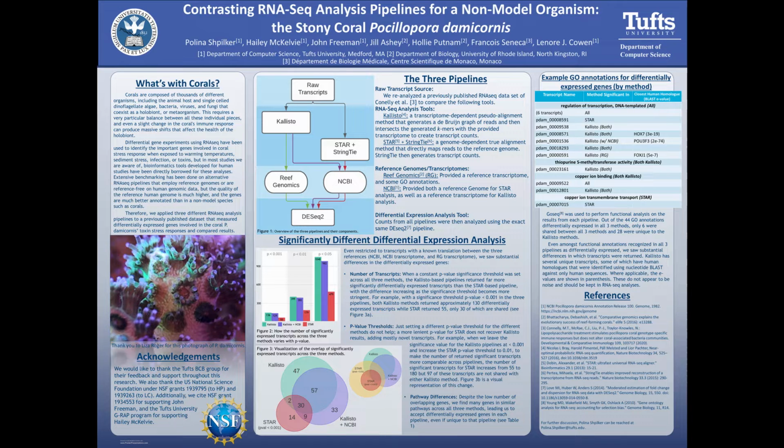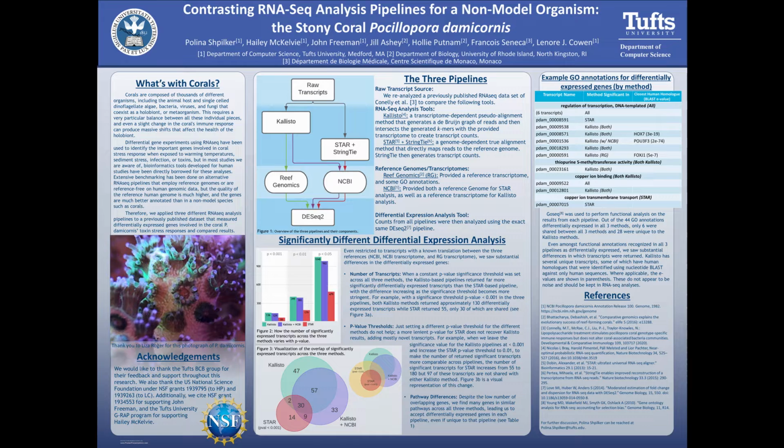The 2 RNA-Seq tools we used were STAR and Callisto. STAR is one of the best tools for analyzing human transcriptomic data, but requires a very high-quality reference genome. Callisto, in contrast, is a pseudo-alignment method that can be run using only a reference transcriptome.